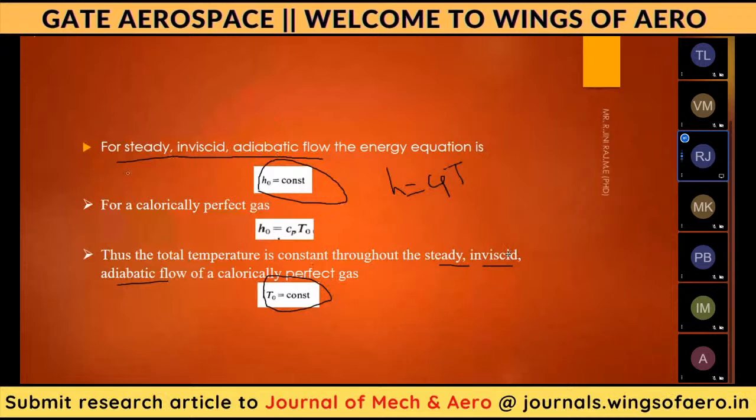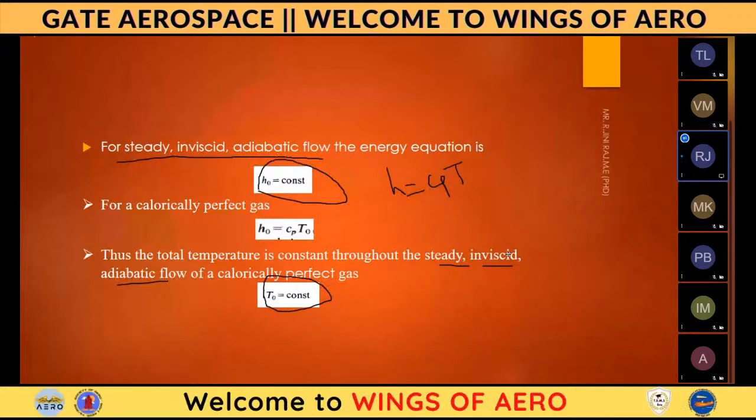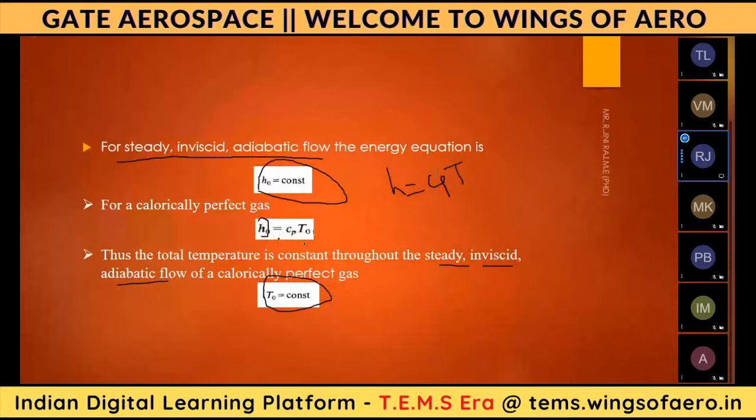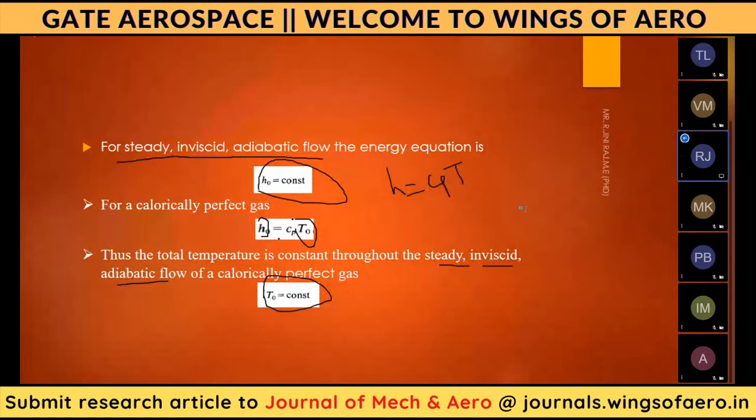So the energy equation for steady inviscid adiabatic flow is H naught is constant. You know the formula for H naught is H naught equal to Cp into T naught. But if H naught is constant, automatically T naught will also be constant. Therefore, for a steady inviscid adiabatic flow of a calorically perfect gas, the stagnation enthalpy will be constant, and also the stagnation temperature is also constant.